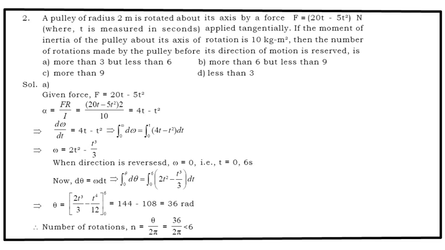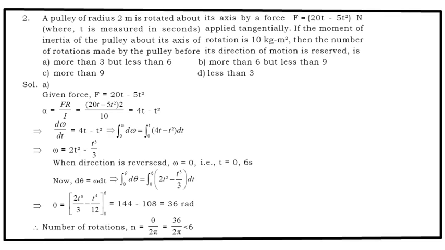Now what is α? dω by dt. So I get dω by dt is equal to 4t minus t². Now here I'll have to integrate the expression to get the value of ω. So ω would change from 0 to ω and time would change from 0 to t. When I integrate the above expression, we get ω is equal to 2t² minus t³ by 3. Now when the direction is reversed, any body which is moving in a particular direction, for it to reverse its direction, at one point its velocity has to be 0. So ω has to be equal to 0.